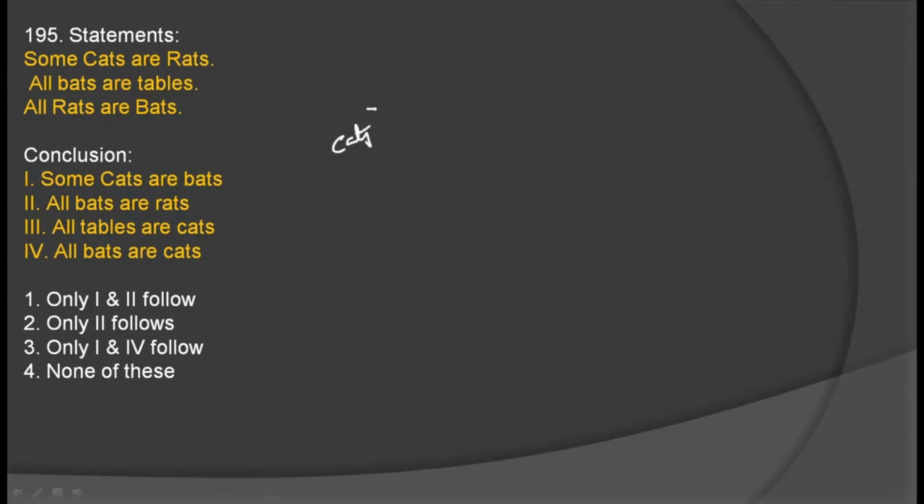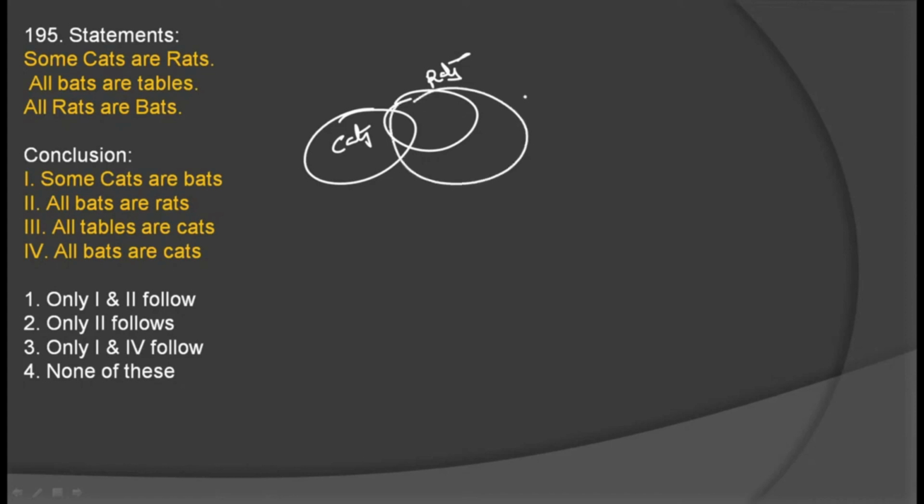See, some cats are rats. All bats are tables. All rats are bats. All bats are tables. Now the conclusion: some cats are bats. We require an overlap between the cats and bats. As we can see, some cats are bats. Absolutely follows.